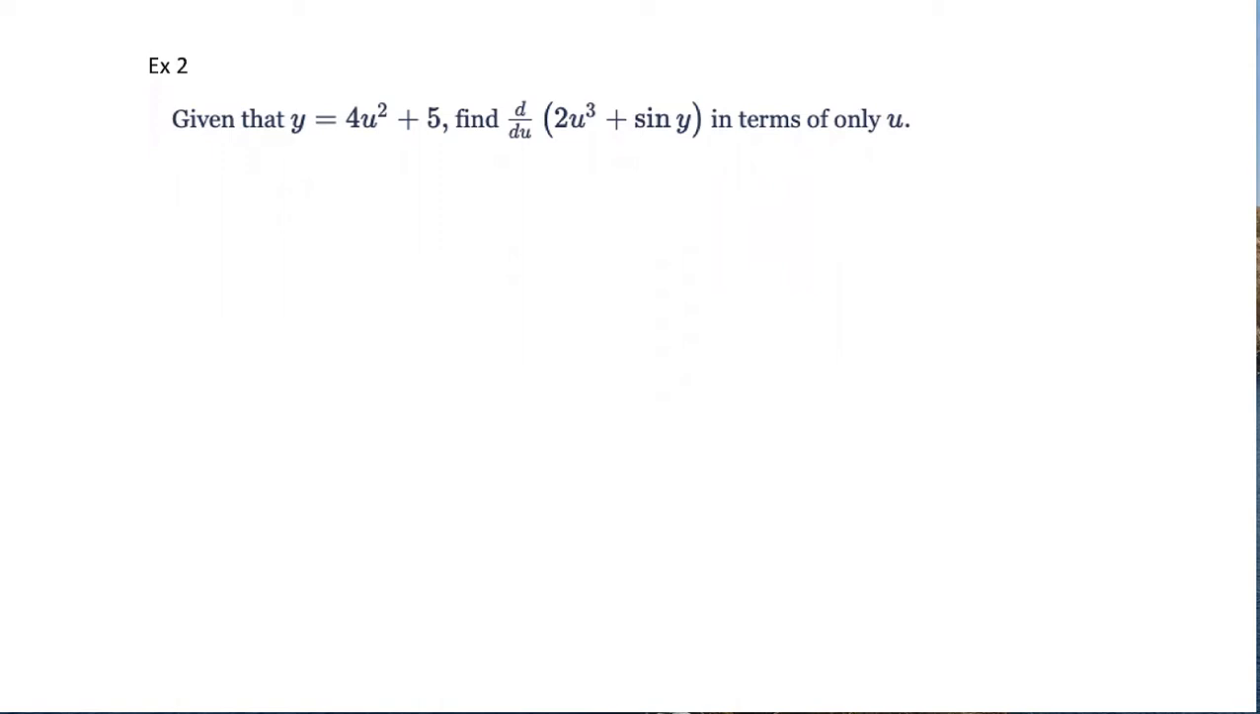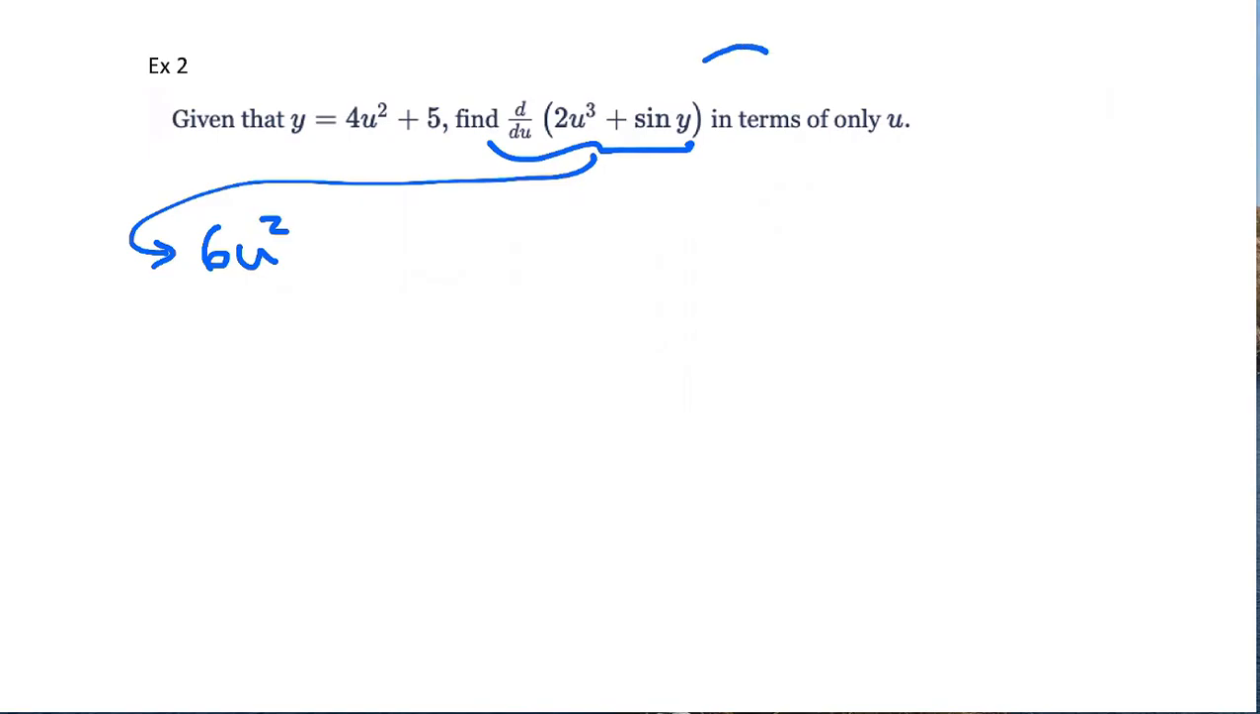Given that y equals 4u squared plus 5, find the derivative of the following function with respect to y. So let's look at that. Let's look at this part first. Let's look at taking this derivative, and let's talk about what that means. If you notice, the first part is pretty easy. That's going to be 6u squared. The next part is interesting. Notice that this is a function inside the sine function. So that means that we're going to use the chain rule.